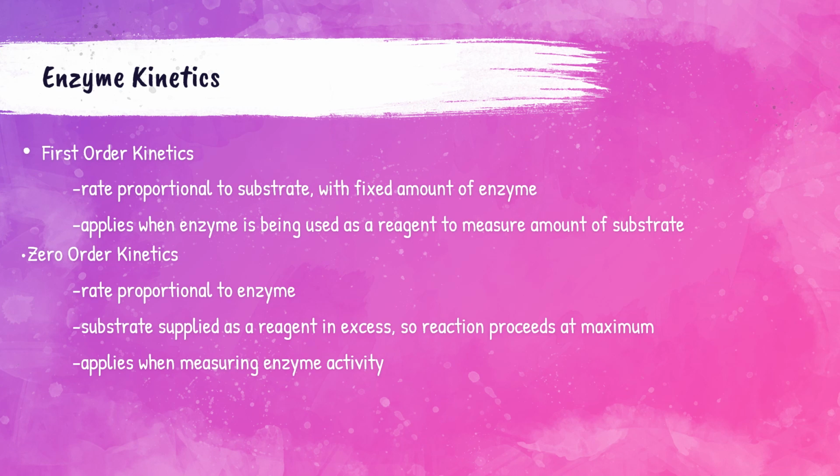Chemical kinetics help to describe the rate of enzyme catalyzed reactions. The main difference between first order kinetics and zero order kinetics is that in first order kinetics, the rate of the reaction depends on the concentration of one reactant. In zero order kinetics, the rate of the enzyme catalyzed reaction does not depend on the concentration of the reactants.